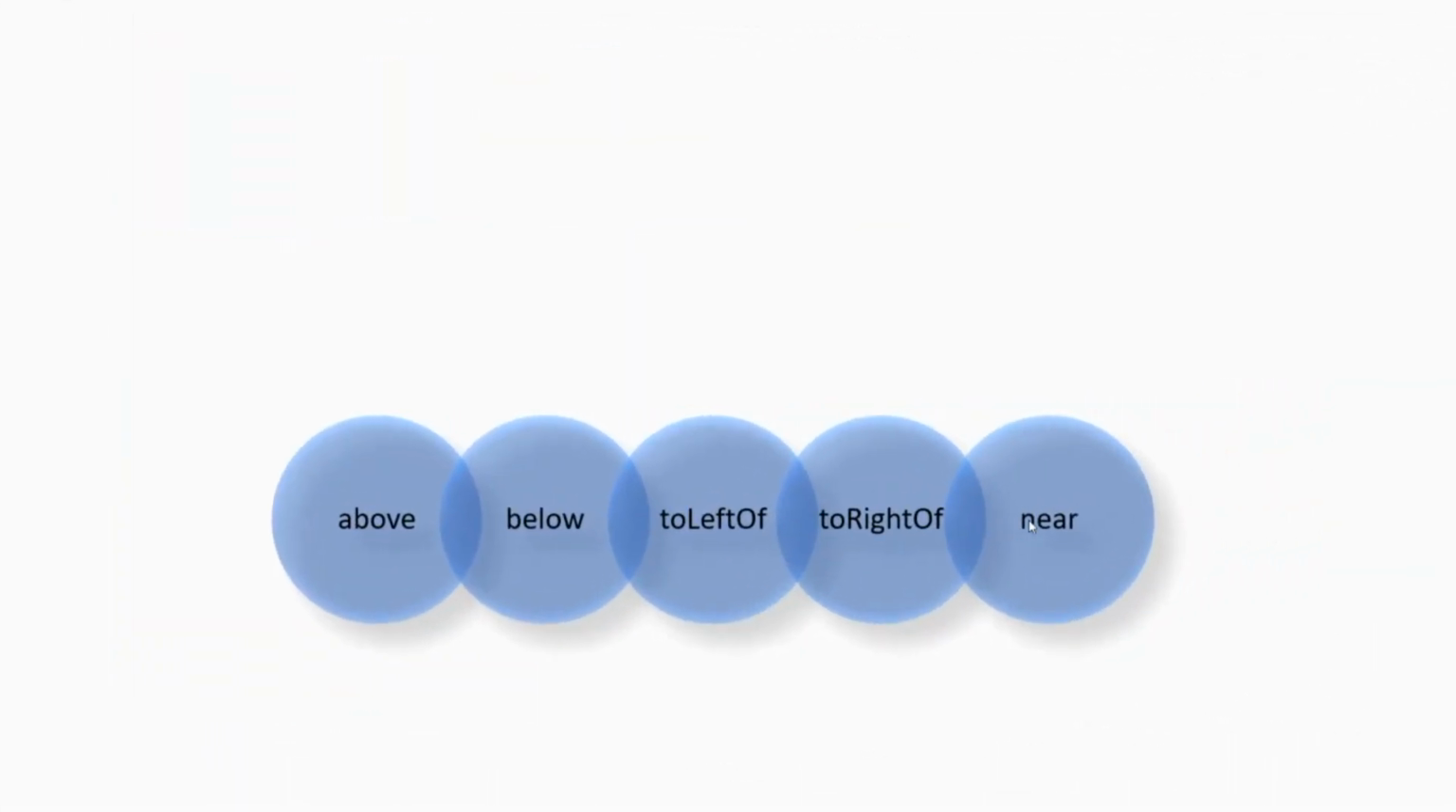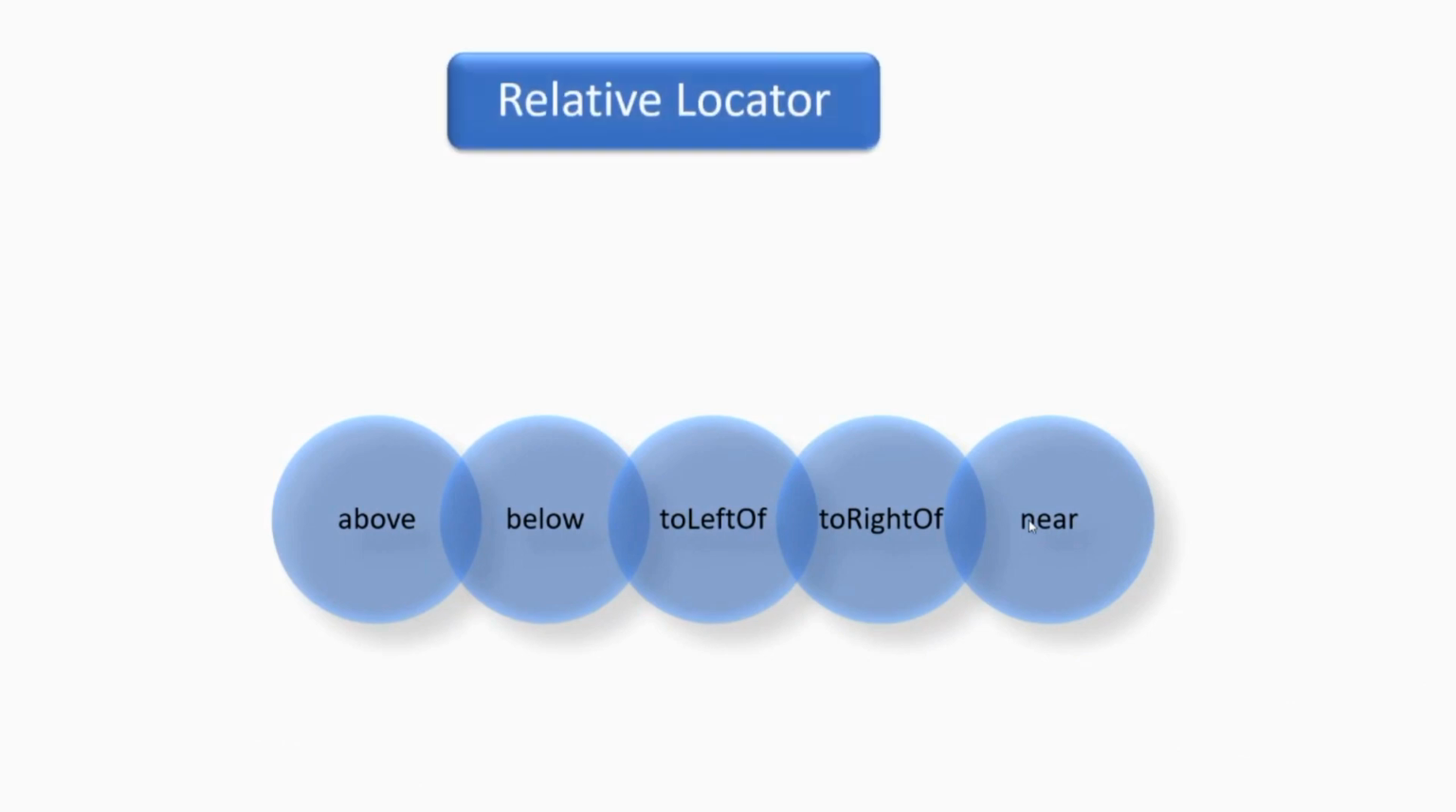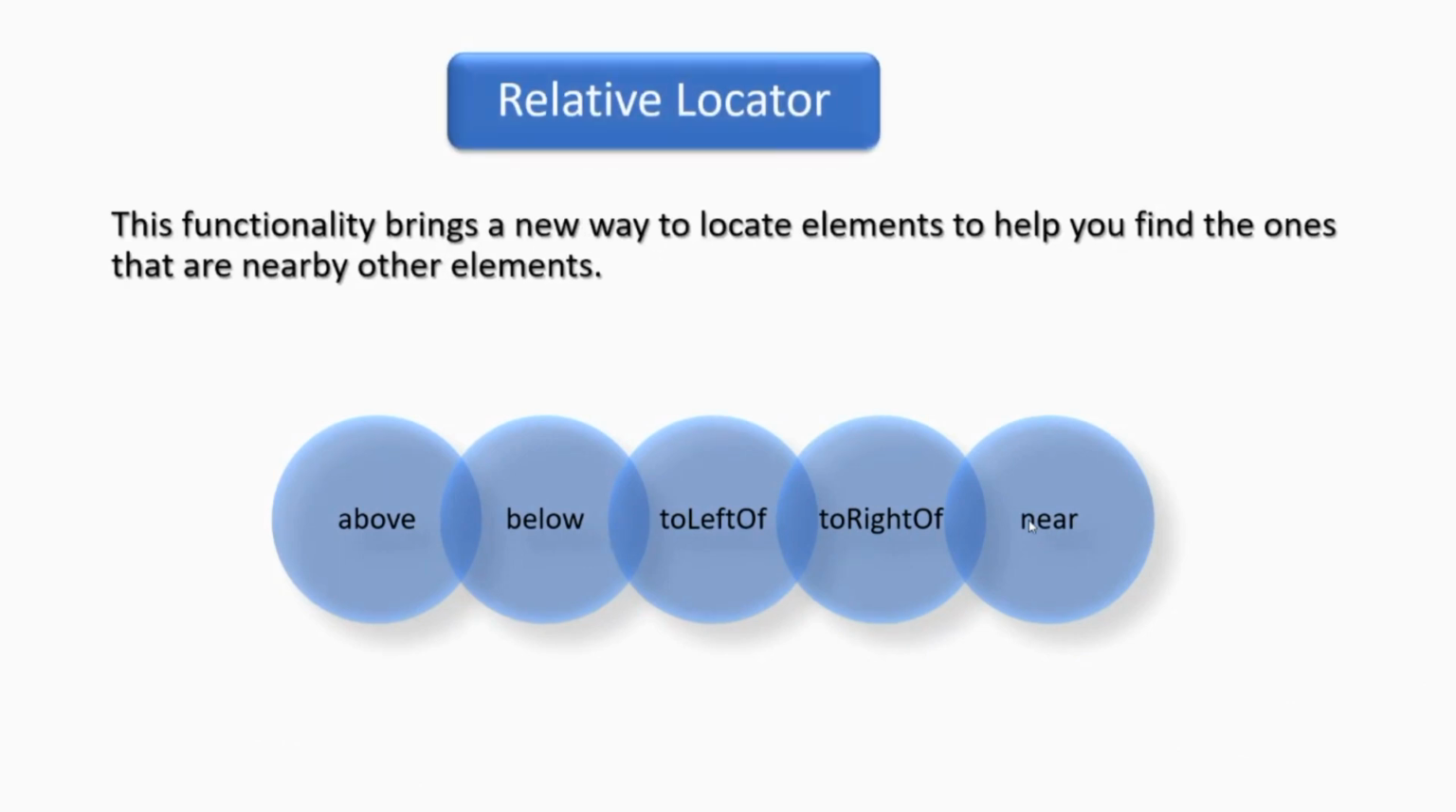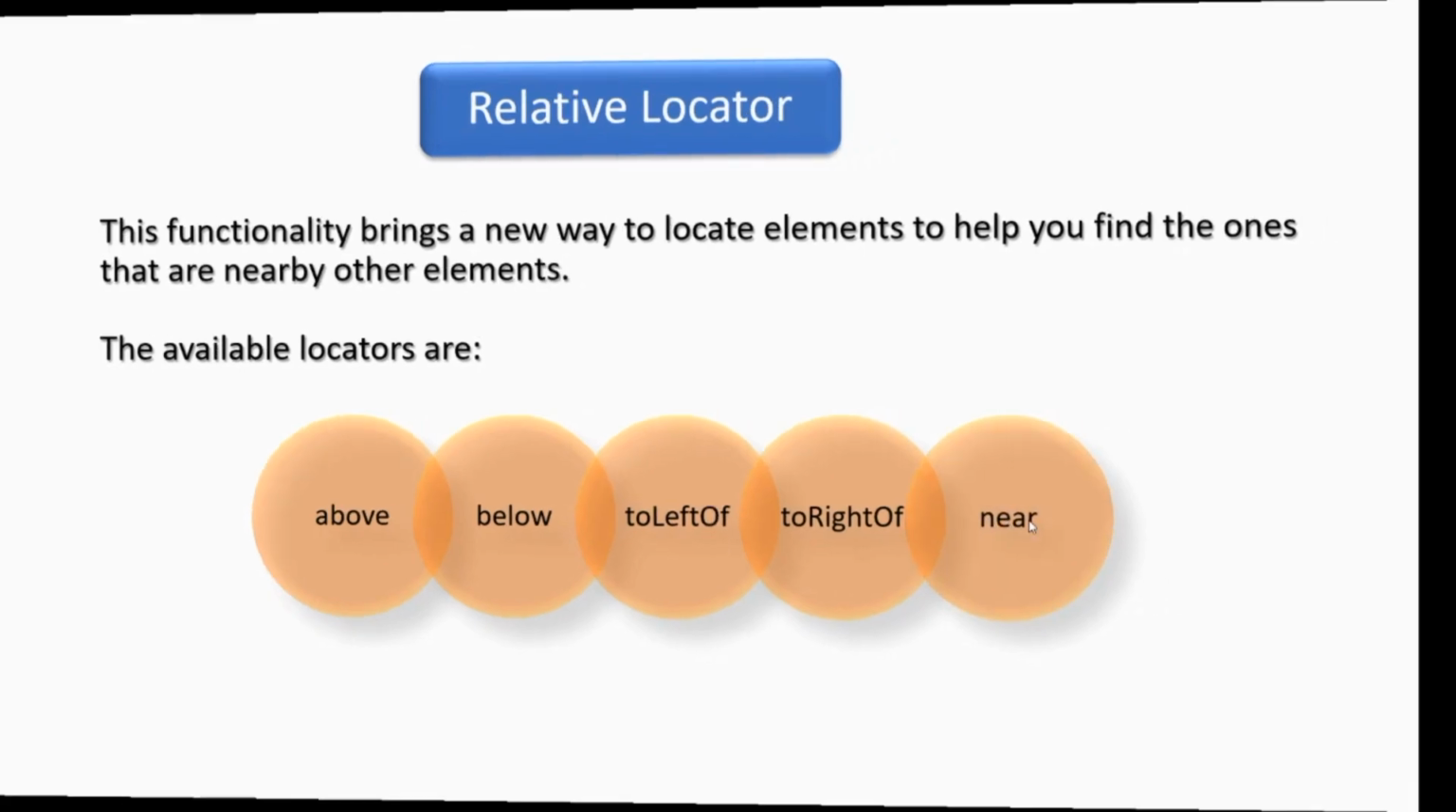Also, one more locator is introduced in Selenium 4, that is relative locators. This functionality brings a new way to locate elements to help you find the ones that are nearby other elements. The available locators are above, below, toLeftOf, toRightOf, near.